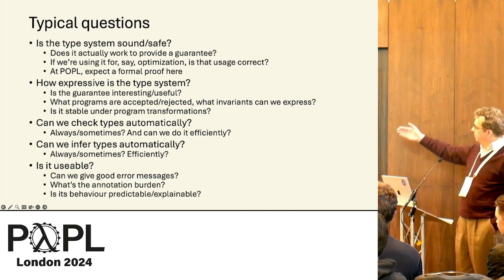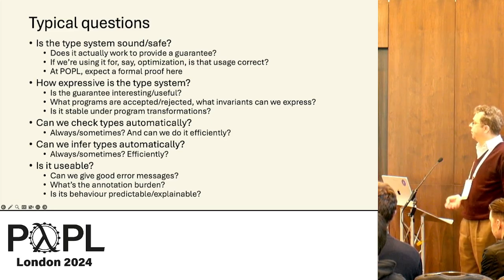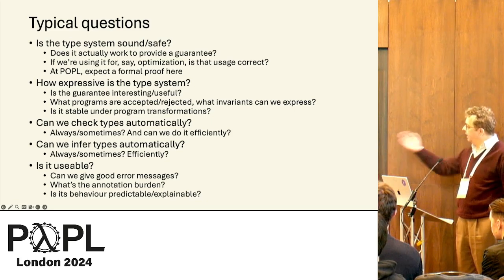And checking types is the simple side, and inferring types, giving an untyped program and trying to have an algorithm which produces a type for a program, is also a problem. And finally, is it actually usable?